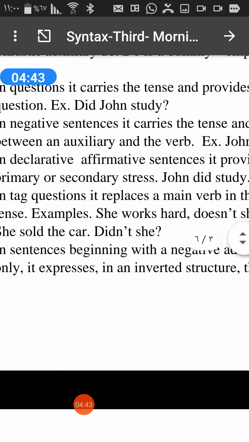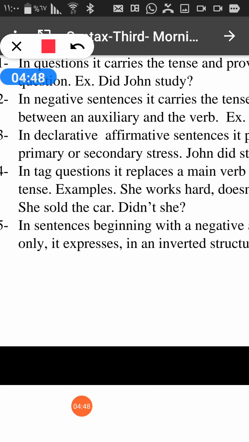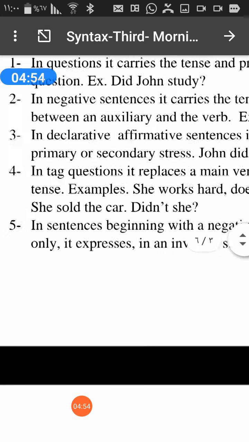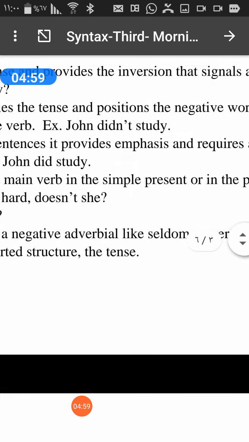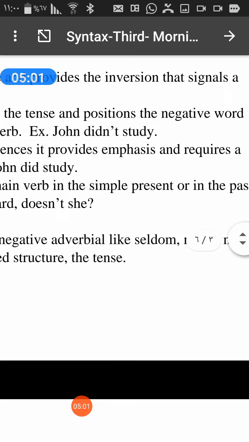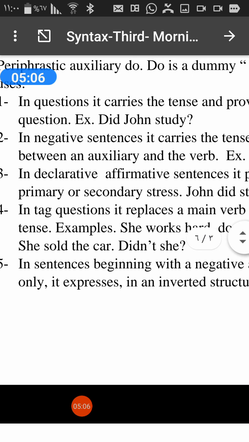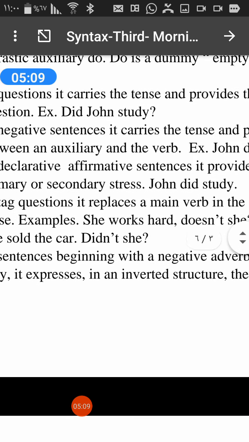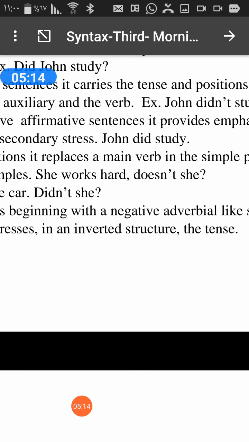And the third function of verb to do, الوظيفة الثالثة لفعل do, is that in declarative affirmative sentences في الجمل الخبرية المثبتة, it provides emphasis, يدل على توكيد الجملة, and requires primary or secondary stress, دائما يكون بنبر أولي أو ثانوي. Example, John did study. John did study. In this example, did is used for emphasis لغرض التوكيد.